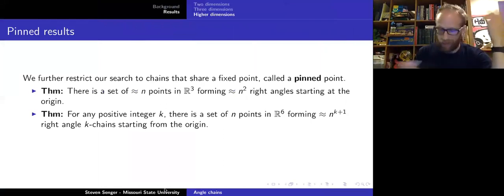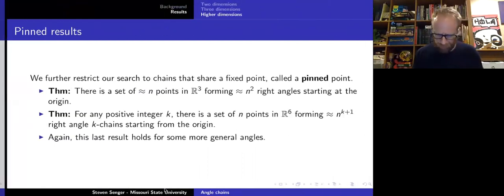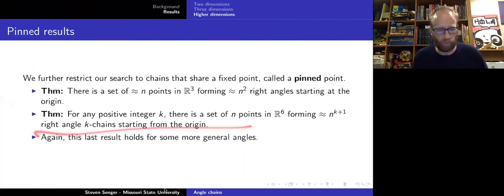And then in R^6, we can again modify the R^6 construction to get as many pinned chains as we'd like. So this is just to say that you can study these chains, you can study these pinned problems for distances, for dot products. You can also study them for angles, and we've got a whole bunch of results. They're on the arXiv. I can't remember the name of it. It's something like chains determined by angles. Oh yeah, and this also holds for more general angles.